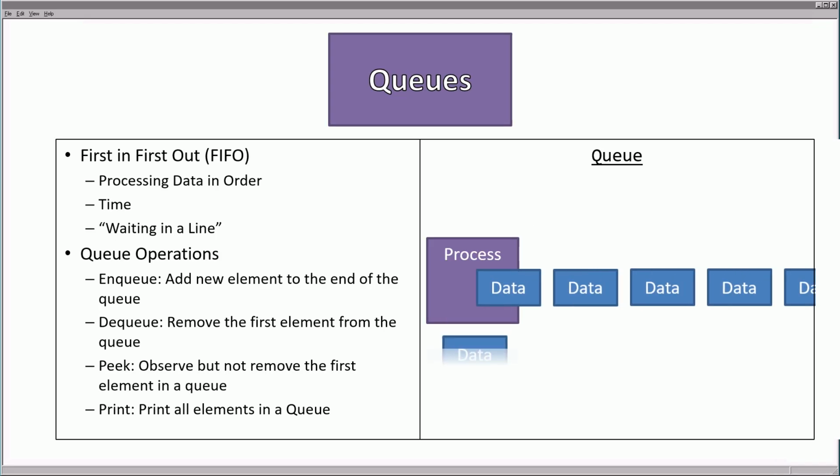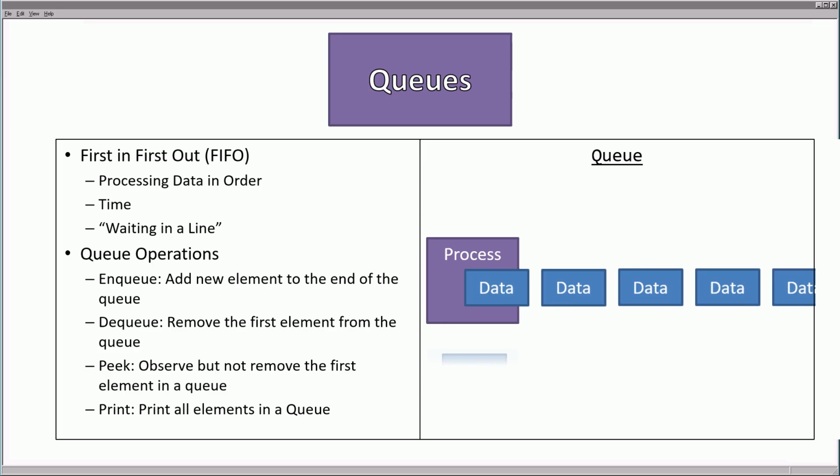Today, we're going to talk more about queues. In a previous lecture, we went over that a queue is a first in, first out data structure. It's used to process data in order. And you can consider this as waiting in a line.